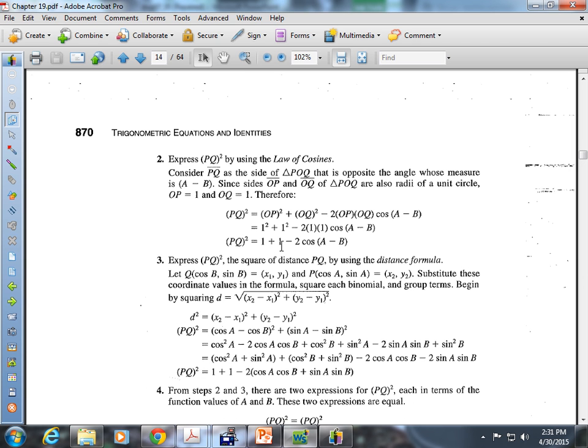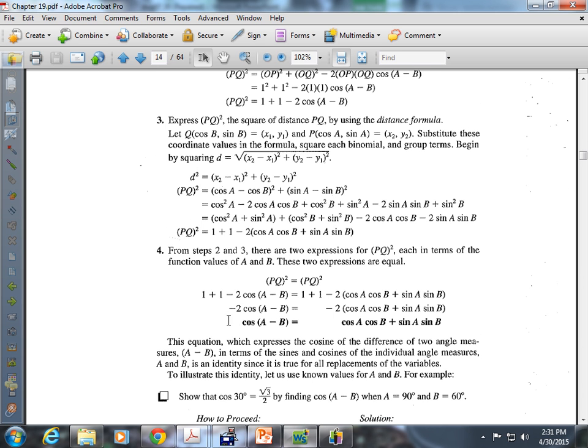This 1 plus 1 minus 2 cosine A minus B that we just got from the law of cosines, I'm going to set equal to this 1 plus 1 minus 2 that we just got from down here, right? I'm going to set them equal to each other. Well, they both have a 1 plus 1, right? Well, what's going to happen to those 1 plus 1s? They're going to knock each other out. Negative 2 cosine A minus B is equal to negative 2 cosine A cosine B plus sine A sine B.